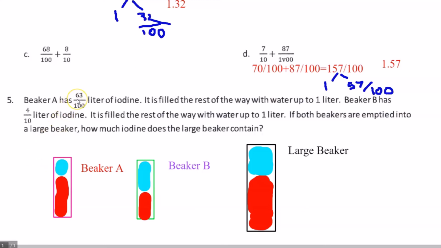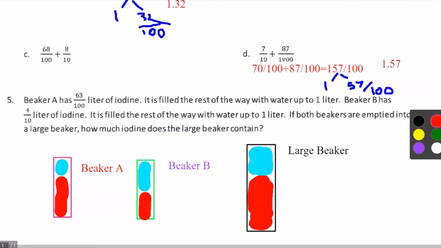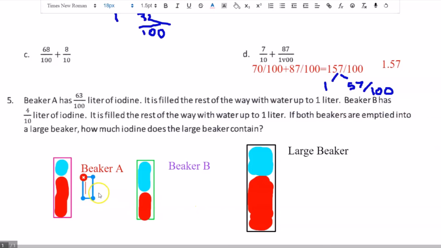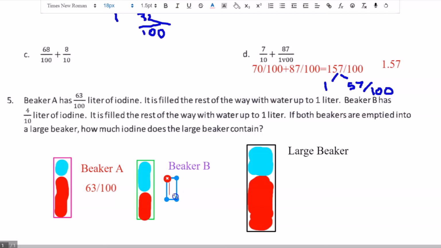So essentially what they're asking you to do is what we've been doing through this whole lesson, which is add 63 hundredths to 4 tenths. So let's do some text box here. So this text box, let's do red for iodine. This text box says 63 hundredths. And this beaker here is 4 tenths, but we already know that is 40 hundredths. Okay? And then we just have to add these two to show how much iodine is over here.